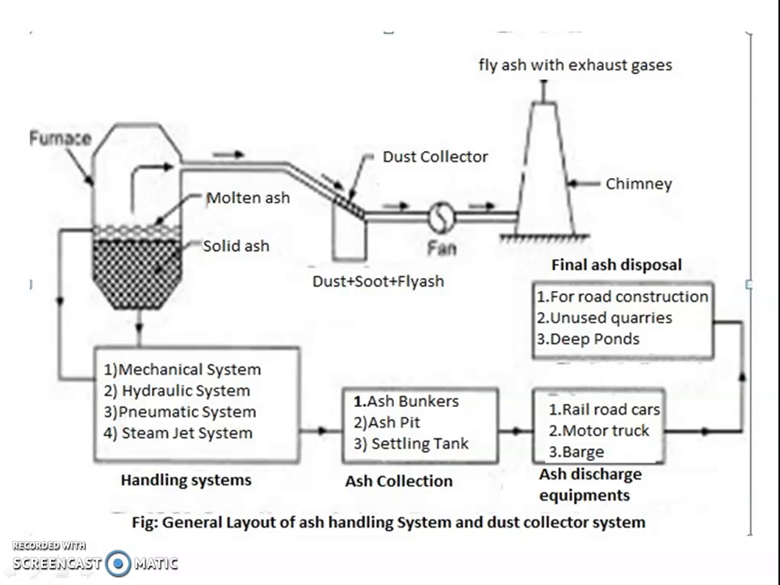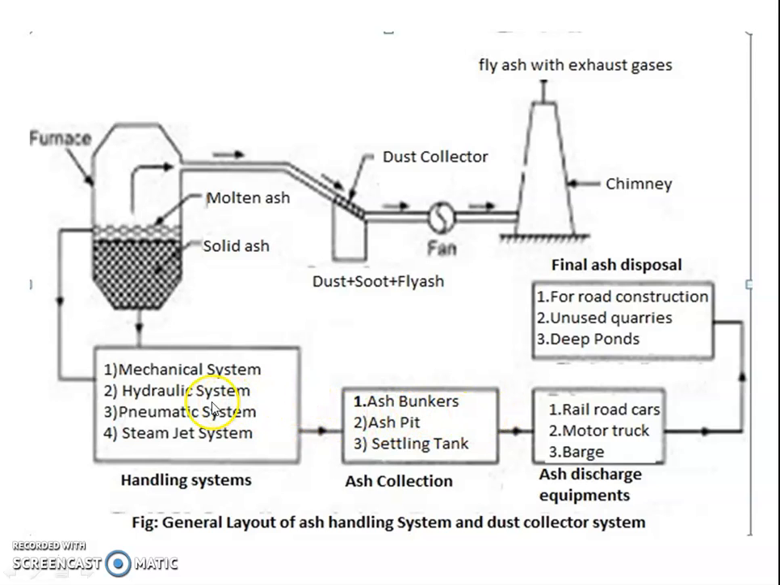Here I have shown the general layout of the ash handling system, with dust collector systems, employed in thermal power stations. Here you can see the furnace, the grate area in the boiler. With the help of mechanical, hydraulic, pneumatic and steam jet systems, we can collect the ash from the grate area and send it to the ash bunkers.